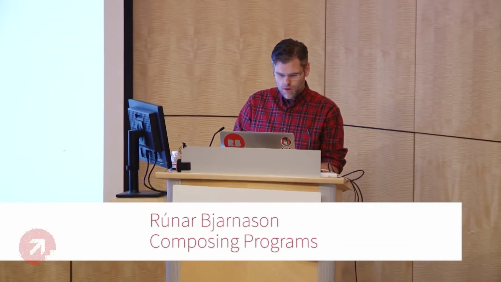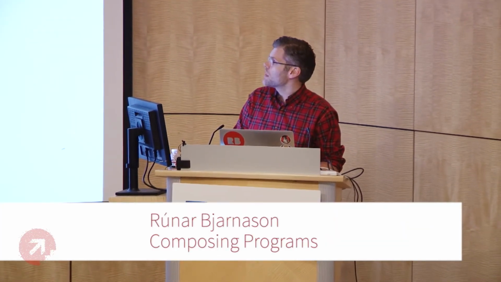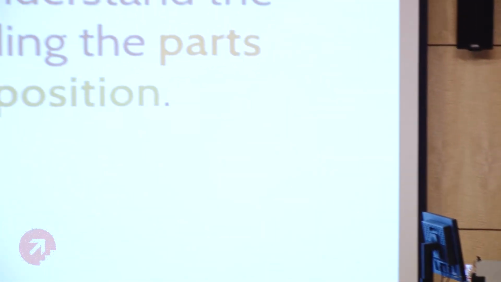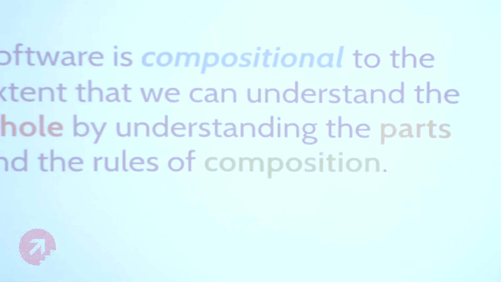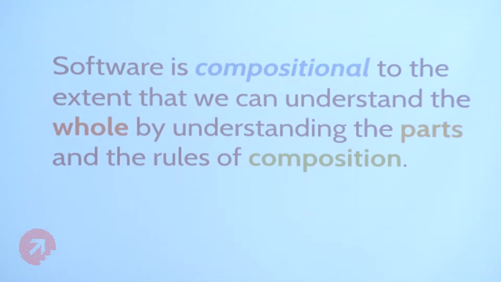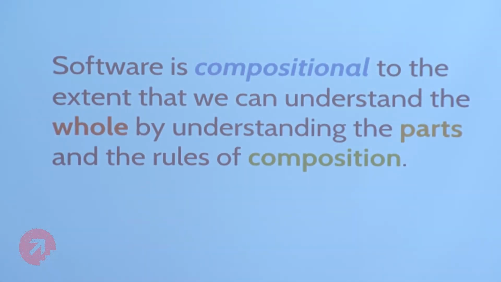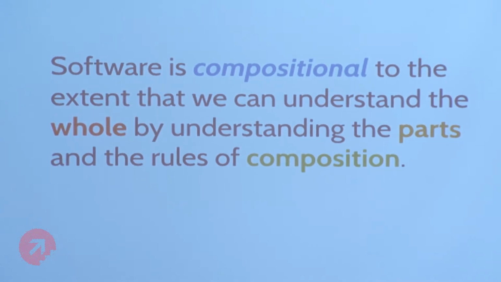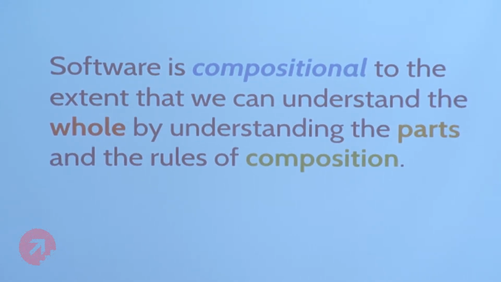Okay, so what is compositionality? So the sort of Wikipedia definition is that software is compositional to the extent that we can understand the whole by understanding the parts and the rules of composition. So we're going to construct compositional software from some modular pieces that we can individually understand. That's what's implied by this. And if we understand the pieces and we understand how they're put together, then we understand the whole program or the whole system.